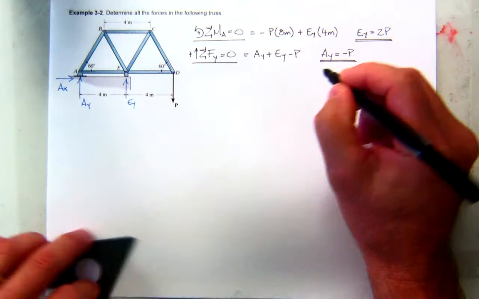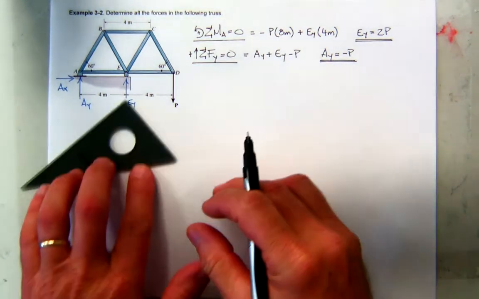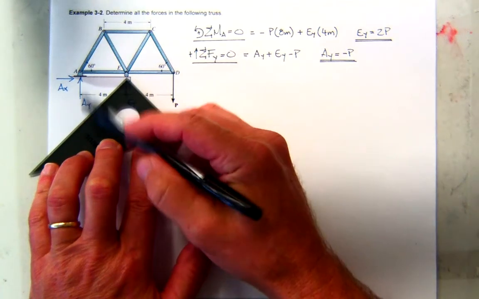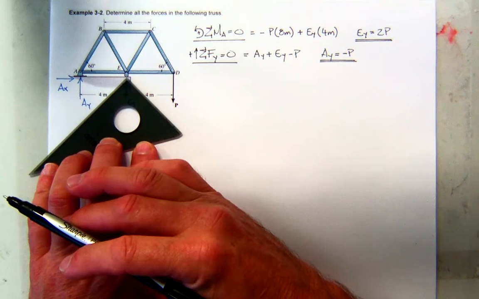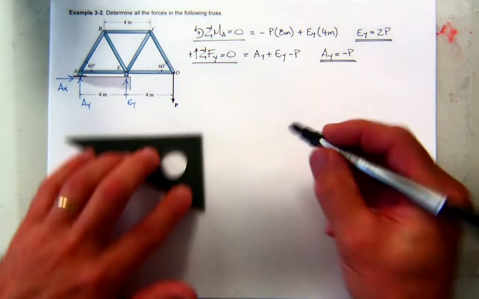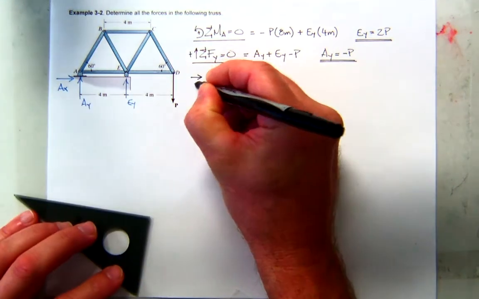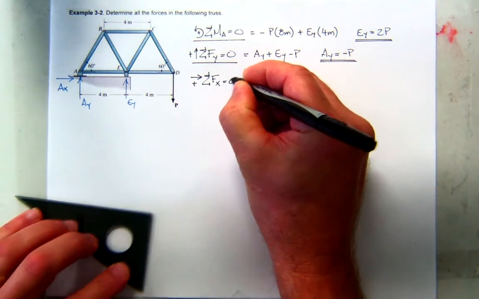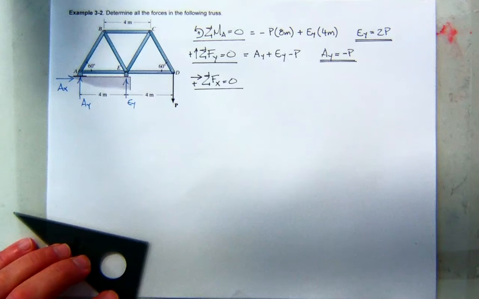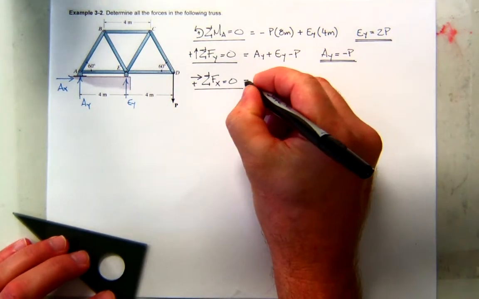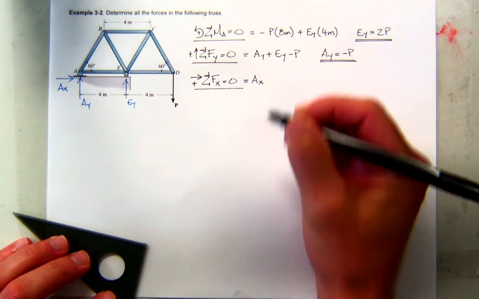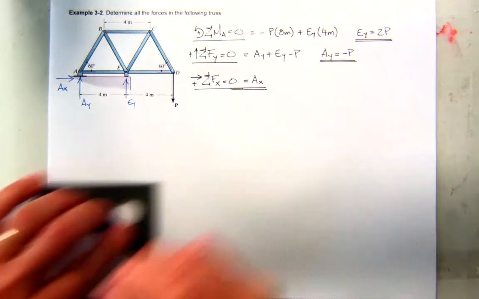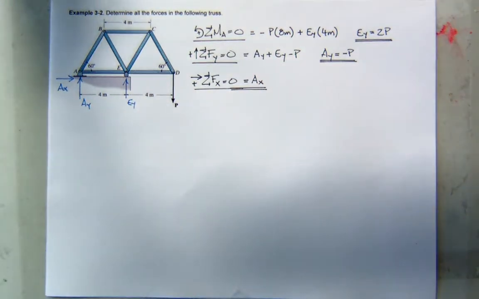And again, let's take a few seconds to see if that seems reasonable. If you look at this thing kind of like a seesaw, hinged right here, if I pull down on this side with P, I better pull down on this side with P. So that negative seems reasonable. And then last, in this free body diagram, we could sum forces in the X direction. I'm going to assume to the right is positive. And we do our accounting, it seems we only have AX. So that means AX has to be 0. Okay?